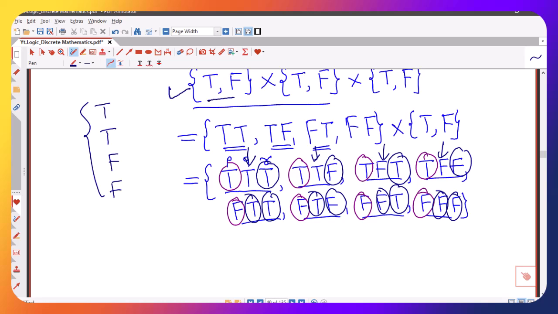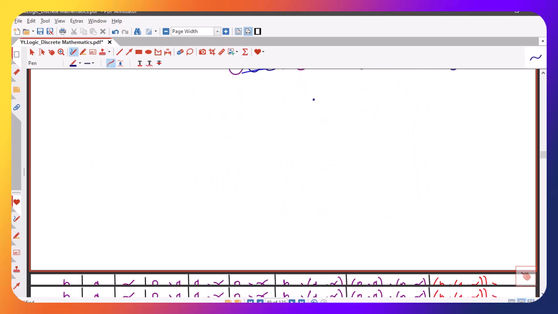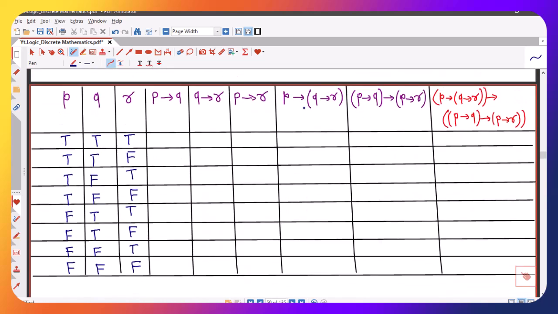Cartesian product of this set with itself. And you can see it is easy to remember also. For the first statement variable P, we are writing 4 times T, then 4 times F. For the second statement variable, T, T, then F, F, T, T, then F, F, that is 2 times T and 2 times F. And here 1 time T and 1 time F, or alternately positive and negative.